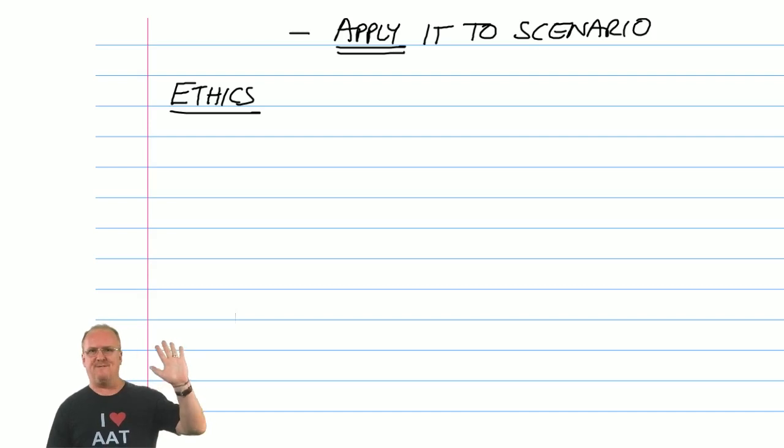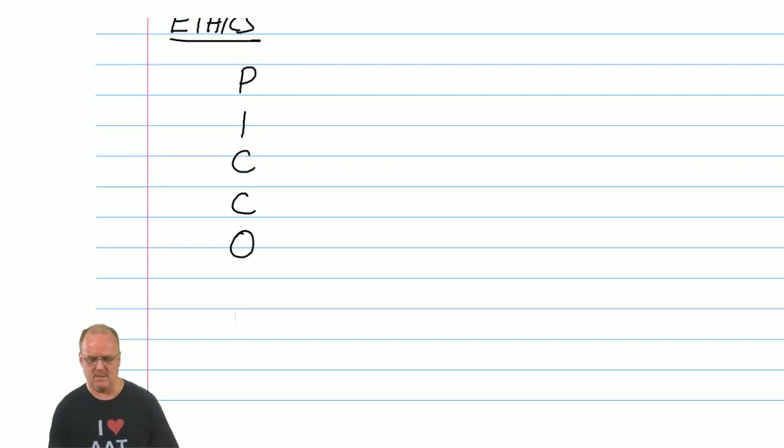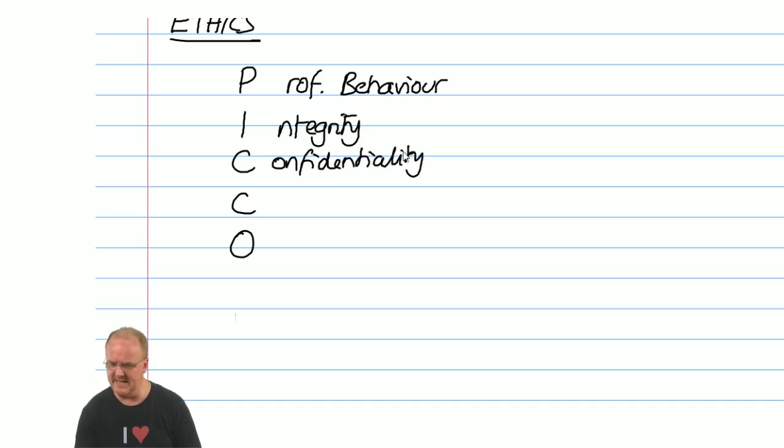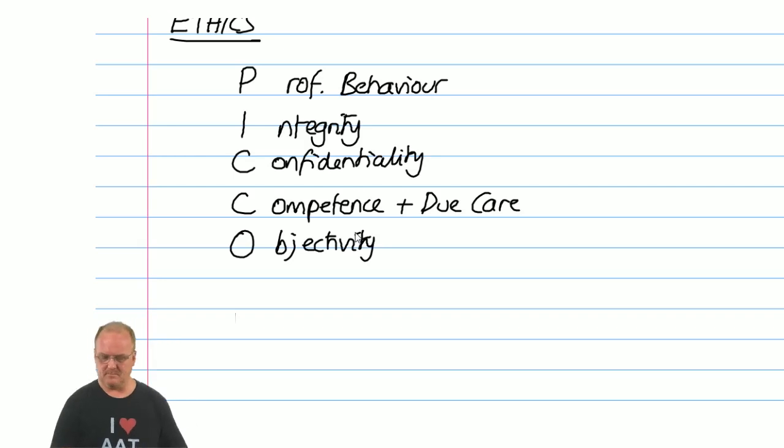Right, in terms of ethics, there are 5 fundamental principles. And I like to think of these as PICO. That stands for professional behaviour, integrity, confidentiality, competence and due care, and objectivity. So, what do those various things mean then?